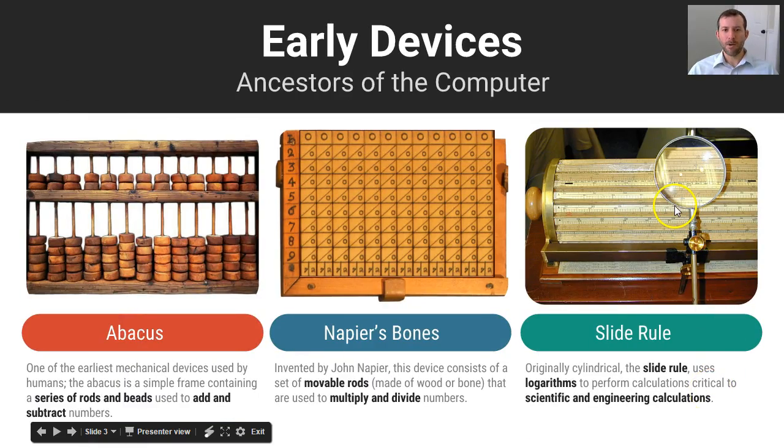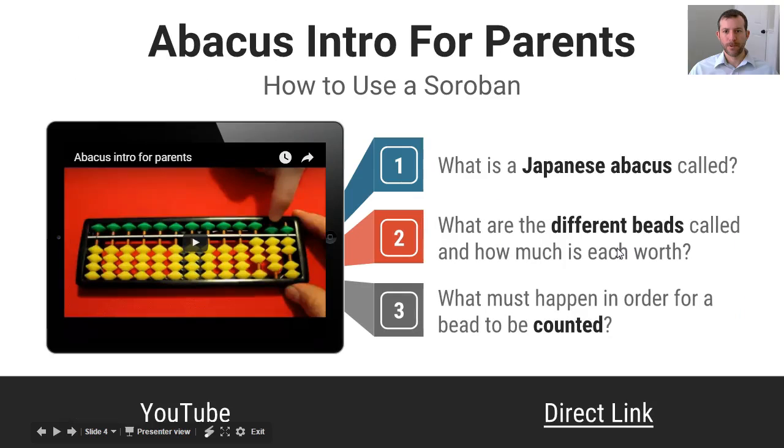In the early days, however, it was small handheld devices like the Abacus, Napier's bones, and the slide rule that were used to do critical tasks like accounting, keeping track of crops, and so forth. The Abacus is a tool that most of us are familiar with. It's extremely popular, especially in Eastern cultures. It's used to help young children learn how to count and do basic math.